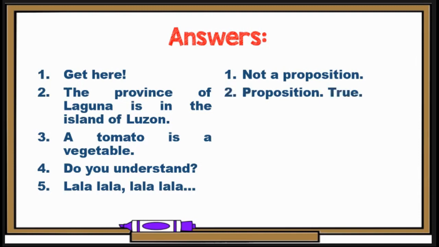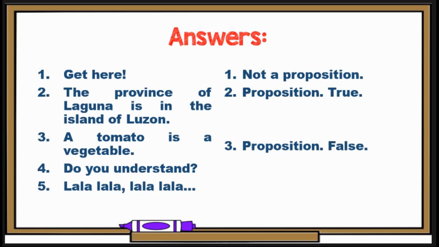Number 2, the province of Laguna is in the island of Luzon. So this time, it is a proposition. It is in declarative form and it has a truth value. The truth value is, of course, true. Nasa Luzon ang Laguna. Number 3, a tomato is a vegetable. This is in declarative form. It has a truth value and the truth value is false. So again, this is a proposition.